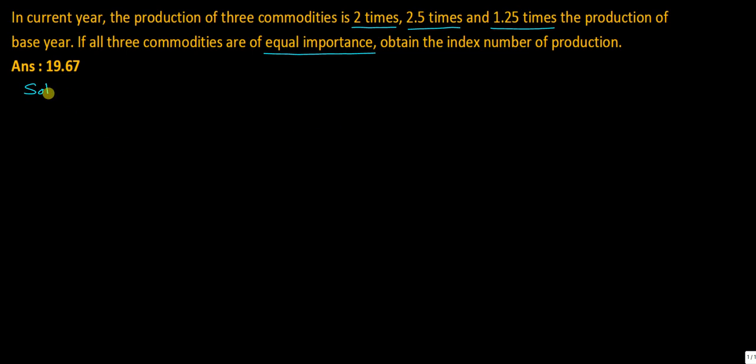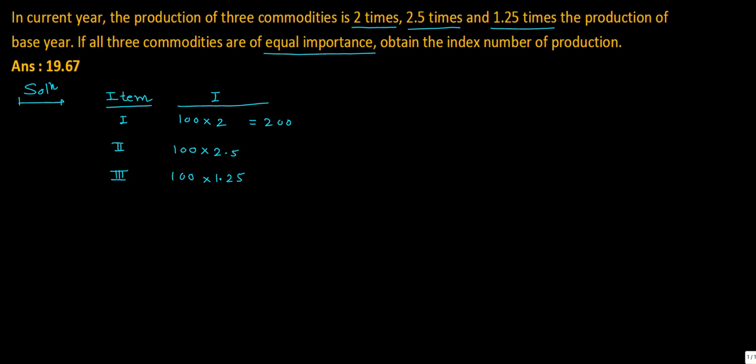Okay, solution. First, write down the items. There are three types of items, 1, 2, and 3. Okay, now the index number is 100, 100 and 100. Okay, now production is 2 times, means multiplied by 2, 2.5 times, and 1.25 times, okay, and we will get 200, 250 and 125. Okay, now find out W.